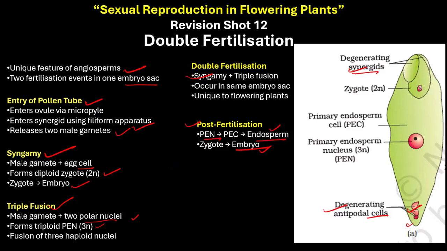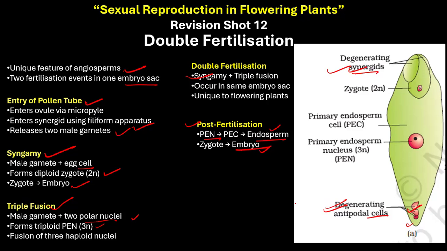So when these antipodals and synergids degenerate, what happens to their material? Please remember that the material that comes from the degeneration of synergids and antipodals is reabsorbed locally by the central cell and developing endosperm. These nutrients, like proteins, lipids, and nucleic acids, are broken down and used for rapid endosperm development.